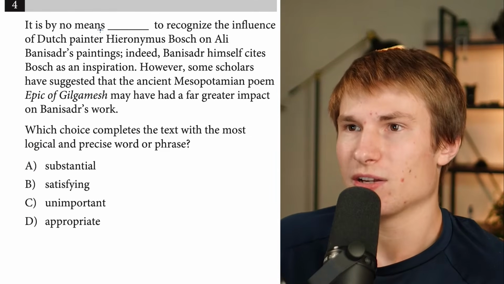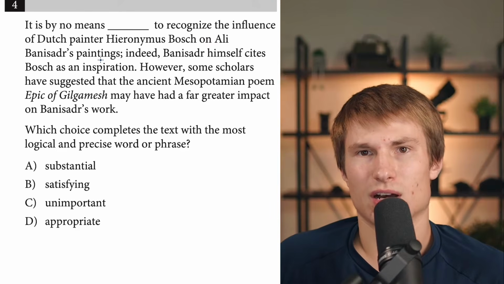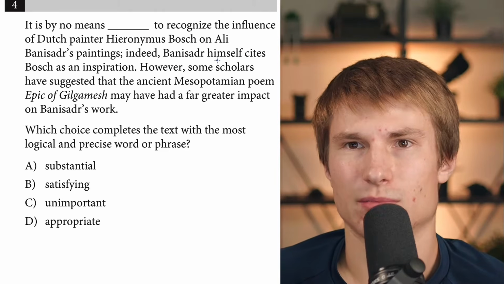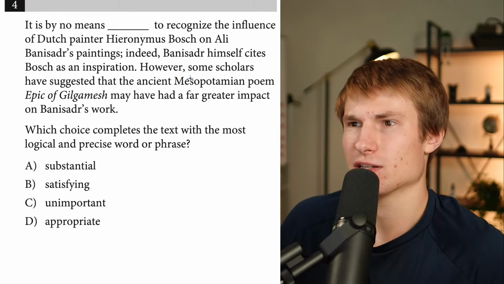Question 4. It is by no means blank to recognize the influence of Dutch painter H.B. on Ali Bani Sadar's painting. Indeed, Bani Sadar himself cites Bosch as an inspiration. However, some scholars have suggested that the ancient Mesopotamian poem Epic of Gilgamesh may have had a far greater impact on Bani Sadar's work.